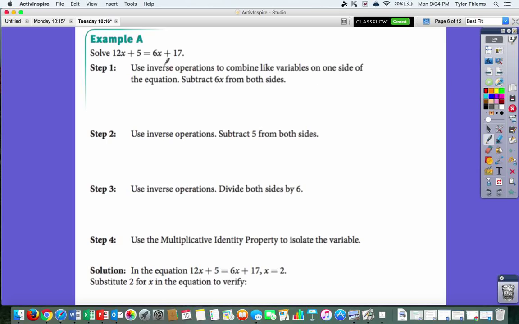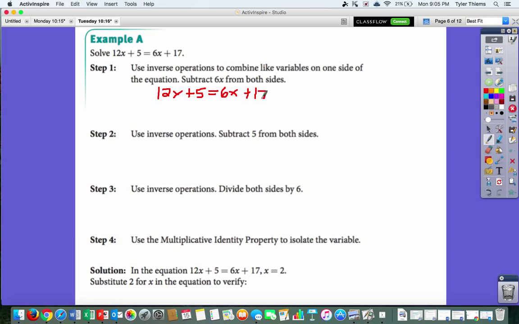So whenever we have variables on both sides, you can see we have an x term here on the left. We also have an x term there on the right. We want to isolate the variable and get it to be only on one side. There are 4 steps that it takes. So the first step here, if I'm going to go ahead and rewrite this equation, 12x plus 5 is going to be equal to 6x plus 17.